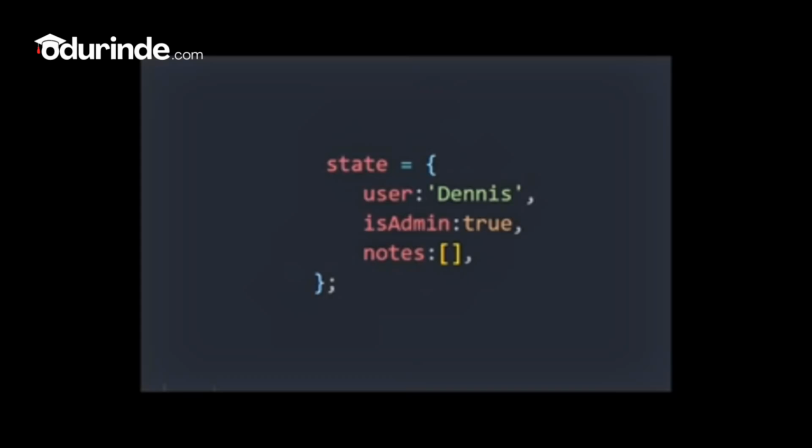State. State is simply a JavaScript object used to represent information in or about a particular component.